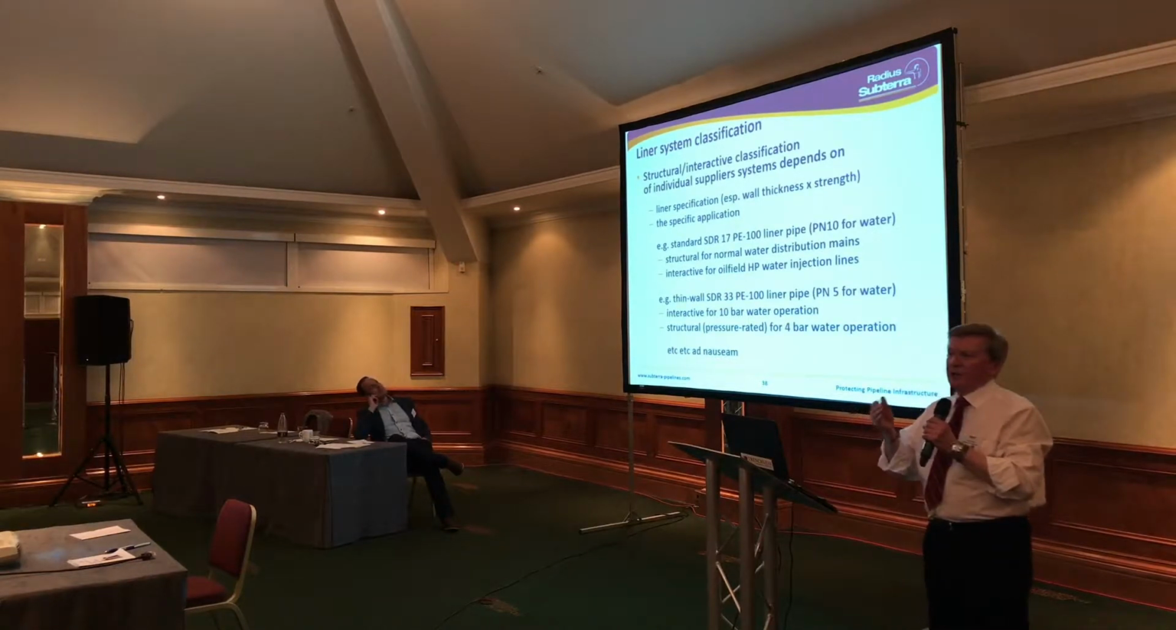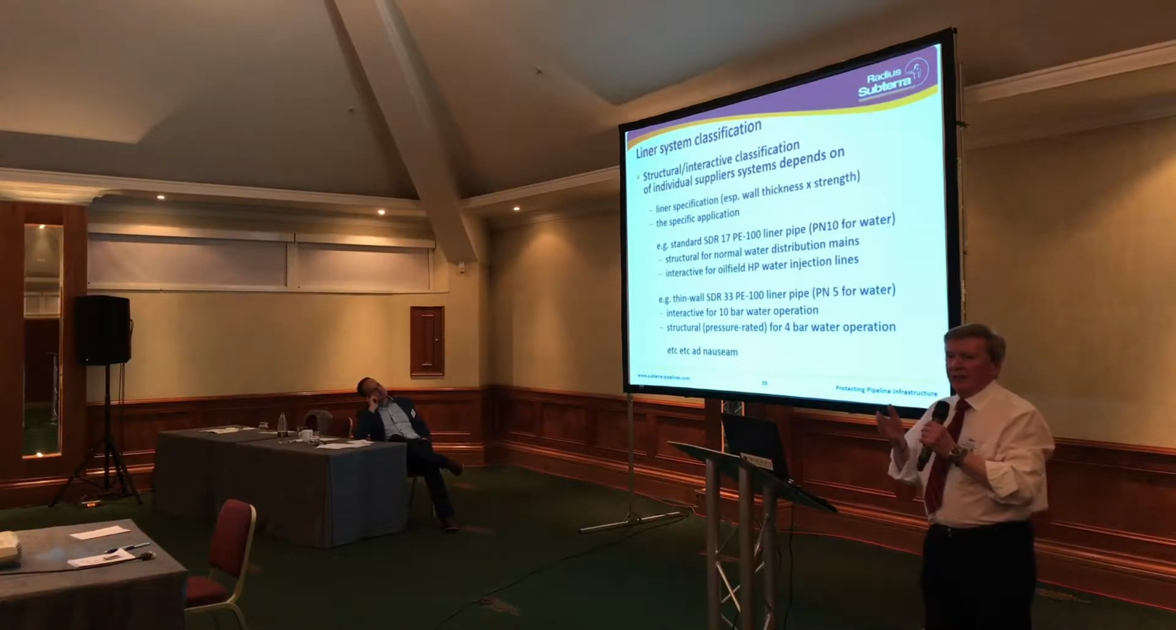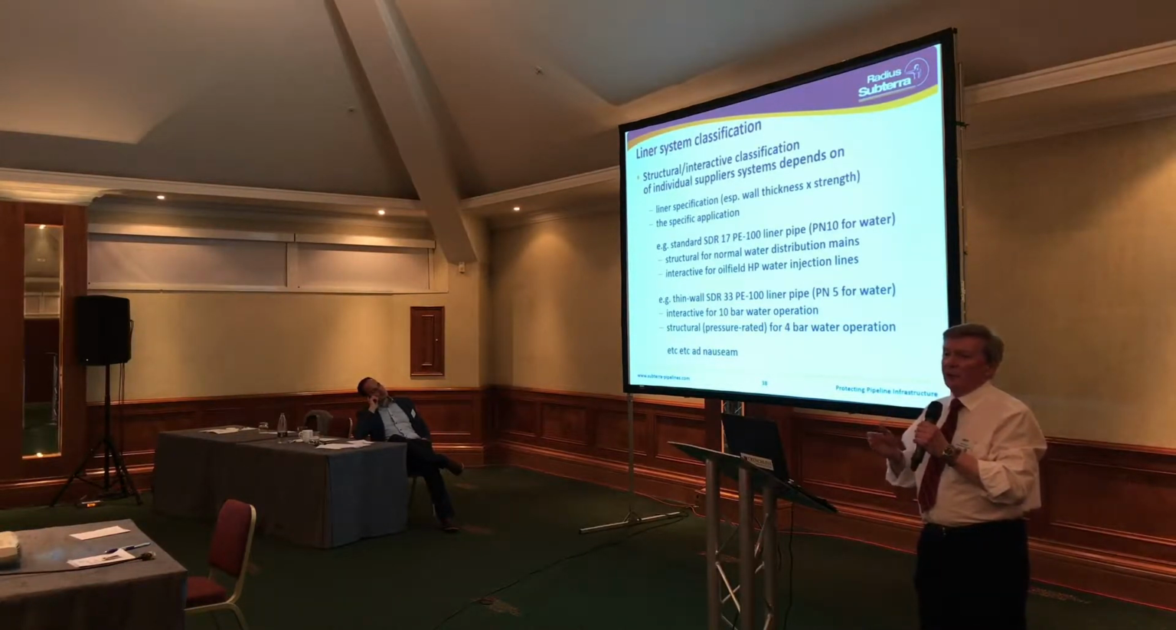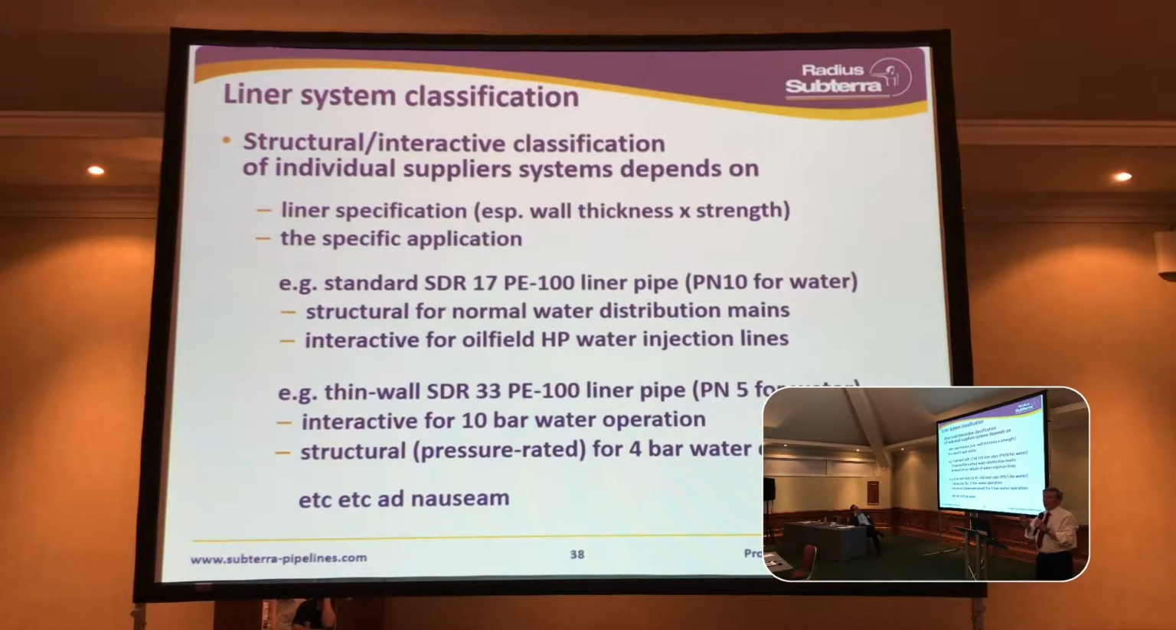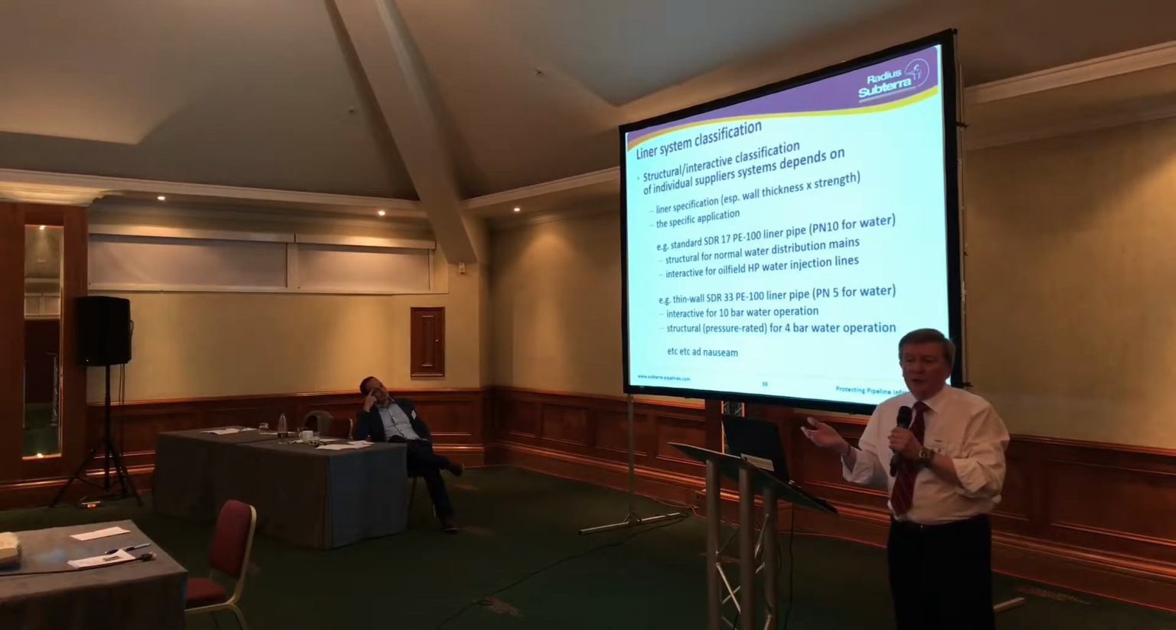Liner system classification. Now we often get muddled up with this, but it's very straightforward really. The classification, whether it's structural or interactive, depends principally on the relationship between the specification of the liner, and that's simply a product of the pipe wall thickness and the material strength, and the pipeline operating pressure. So to give you a couple of examples, an SDR 17 PE100 liner pipe, which has a water rating of PN10, if you use that for lining a pipeline that's operating at 8 bar, it's going to be structural.